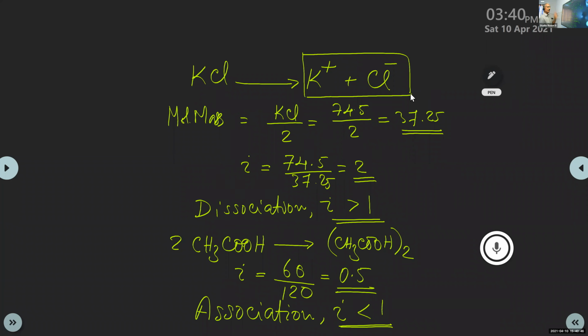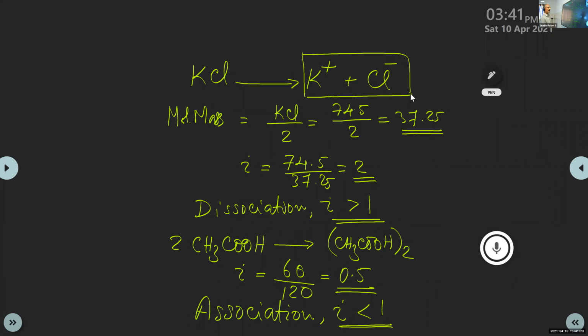So we can very easily find the Van't Hoff factor i from the number of ions produced from one molecule of the solute. If two ions are formed, then the Van't Hoff factor is equal to 2. If three ions are produced, then it is equal to 3. If say 5 ions are produced, then it is equal to 5. So the number of ions produced will be the same as the Van't Hoff factor.